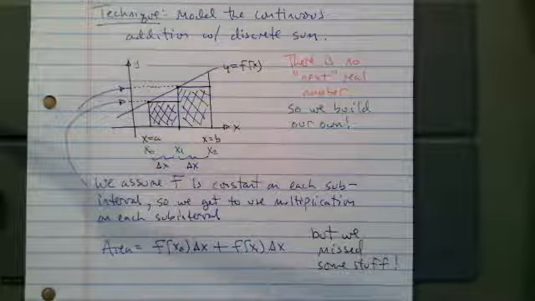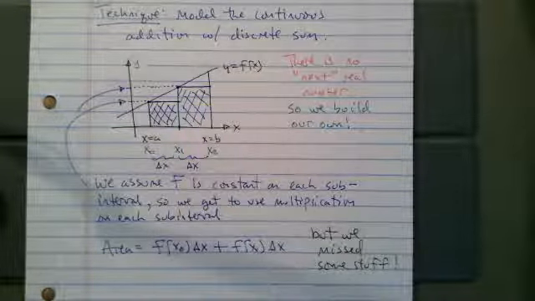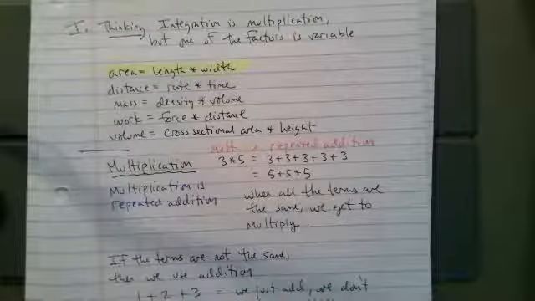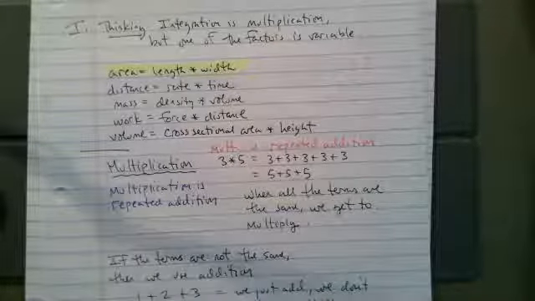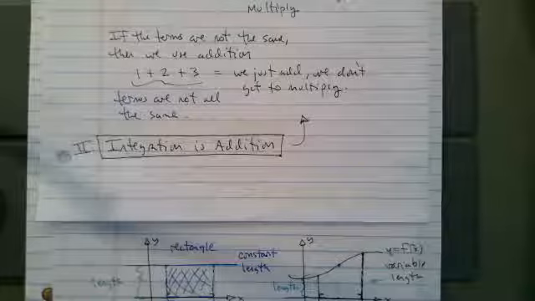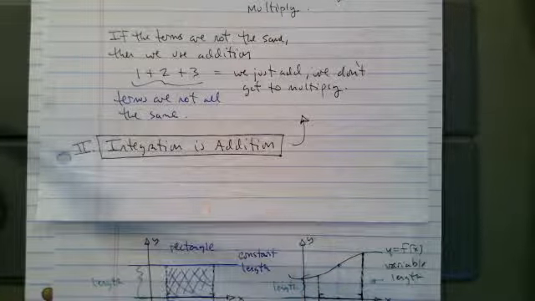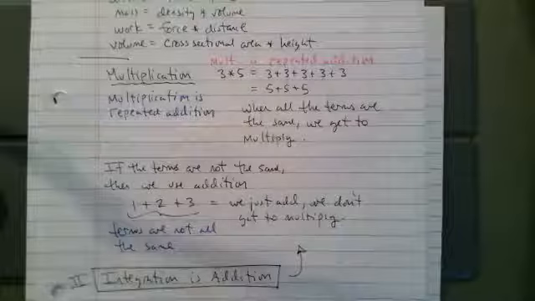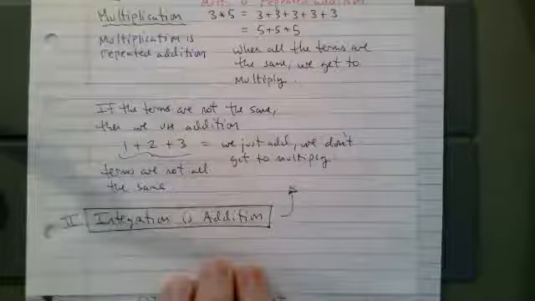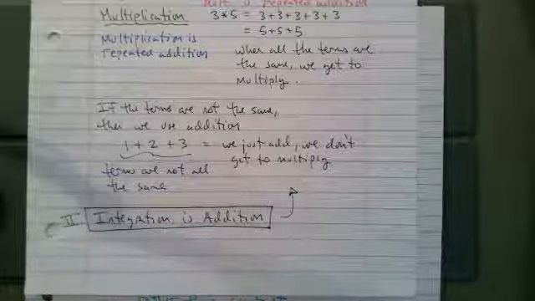These are the three phases of thinking about integration. Phase 1: integration is multiplication, but one of the factors is variable. Phase 2: since integration is multiplication, and multiplication is just repeated addition where all the terms are the same, integration is also addition. If everything's the same, then we get to use multiplication. But if things are not the same, then we have to use addition. We drop it back to addition.